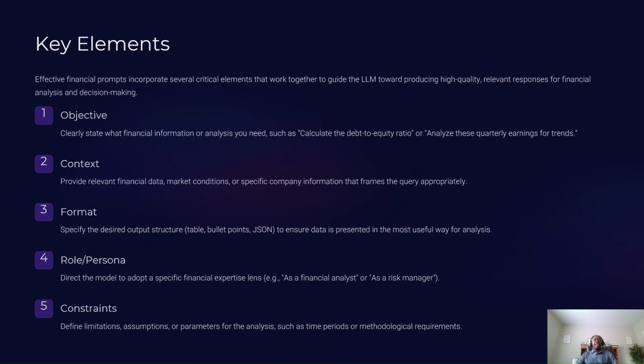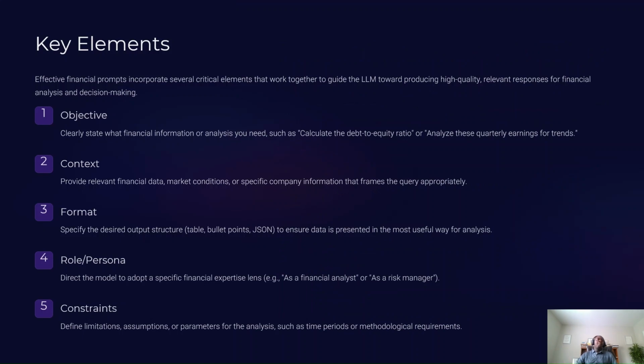So let's talk about the key elements that are expected in any effective financial prompt or any prompt that you might think of. Now, we need to know the objective. In this section, that's where you clearly state what financial information or analysis you need, such as calculate the debt to equity ratio, the DTI, or any other ratio that you're thinking of, or analyze the quarterly earnings for trends. So that's our main objective.